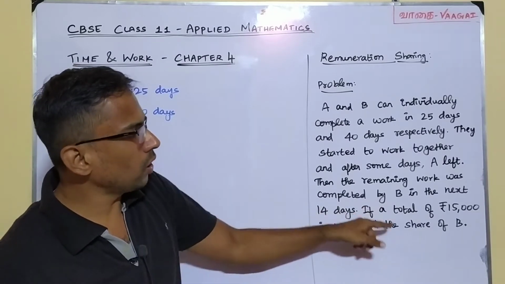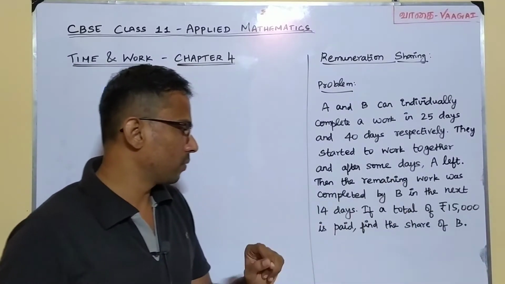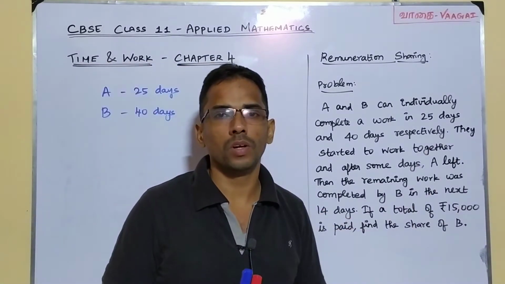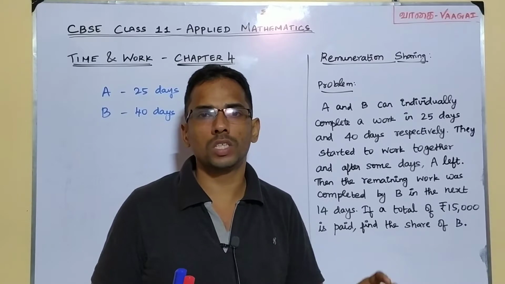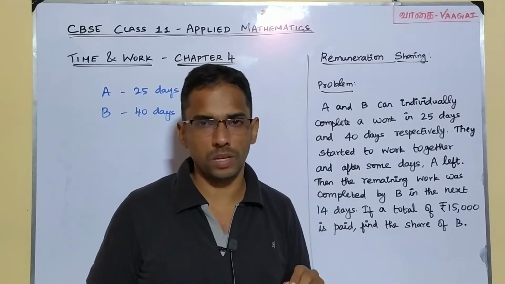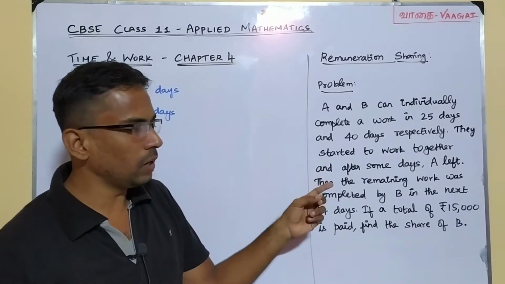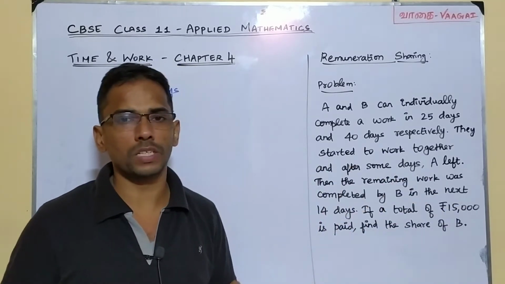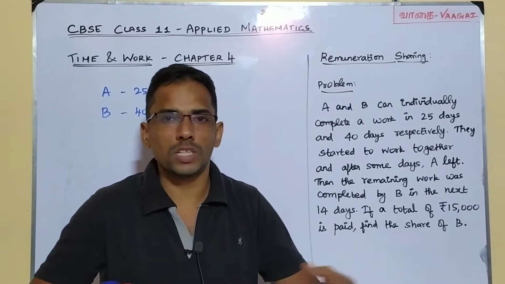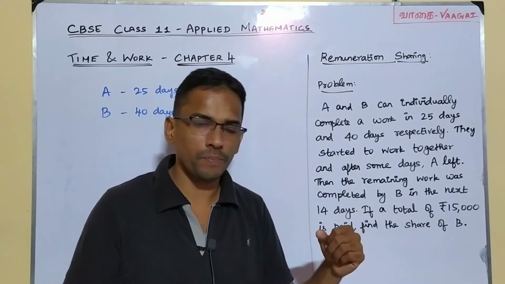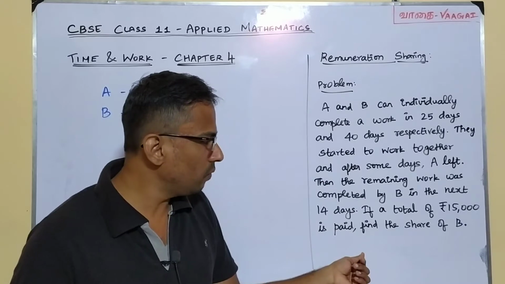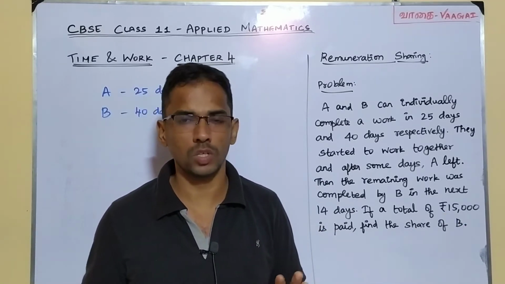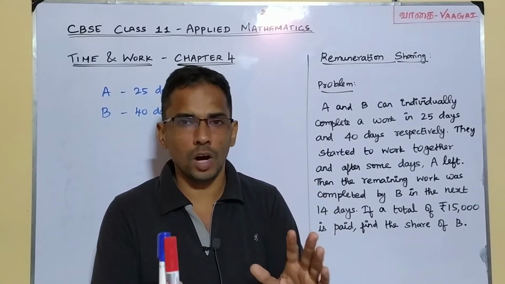Next, if a total of rupees 15,000 is being paid, then find the share of B. Now this work is done by both A as well as B, so both of them will have a share. They are getting a total of 15,000 rupees, and it is time for them to share the money. In the case of sharing, what will be the share of B? That is, how many rupees will B get? This is the question.